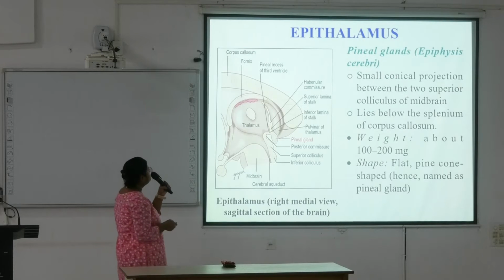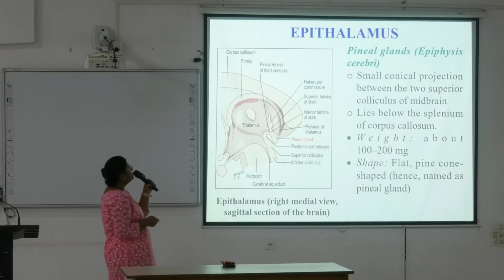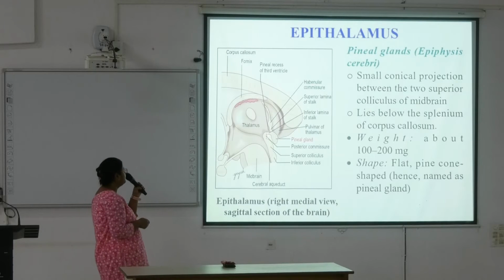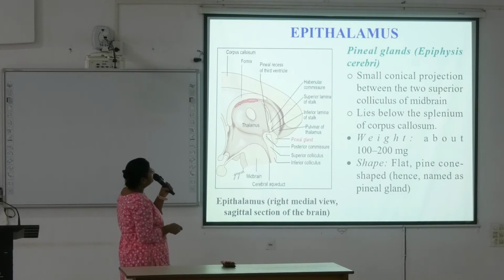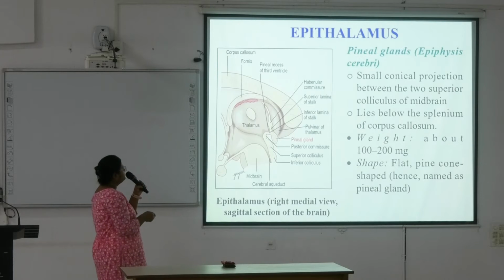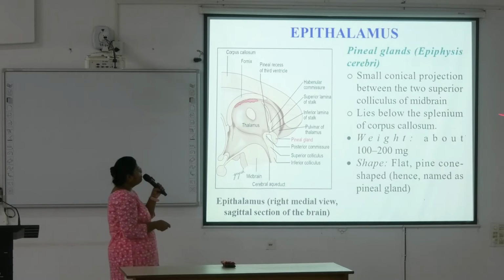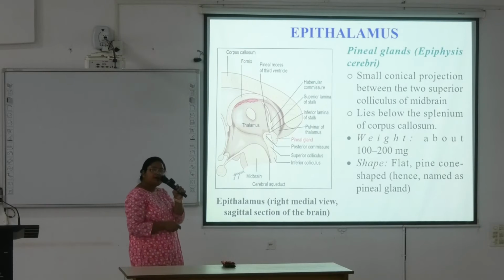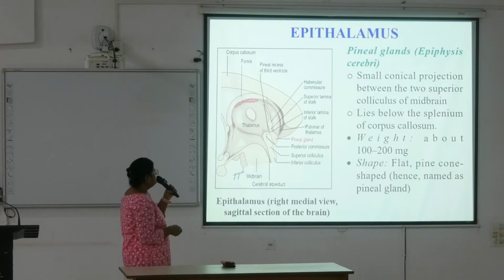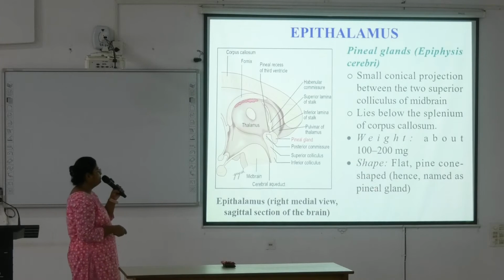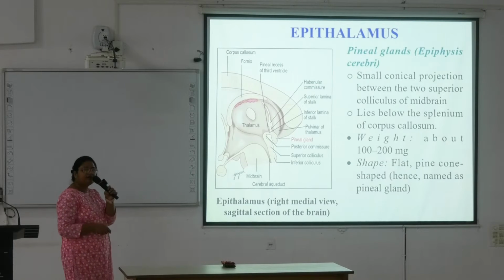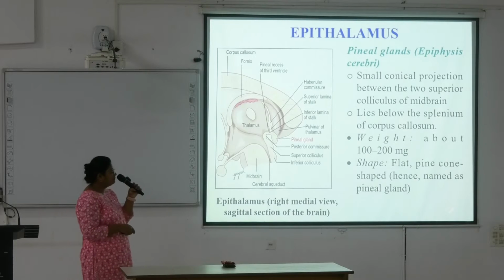It is a small conical projection between the two superior colliculus of the midbrain here. So these are the superior colliculus. In between the two superior colliculus, it is a projecting structure, pineal gland. Lies below the splenium of the corpus callosum. This is splenium of corpus callosum, so it is lying below the splenium of corpus callosum. Weight is about 100 to 200 milligram. What is the shape? Shape is flat, pine cone shaped. Hence the name is given pineal gland. Okay, pine cone shaped. That's why name is given pineal gland.